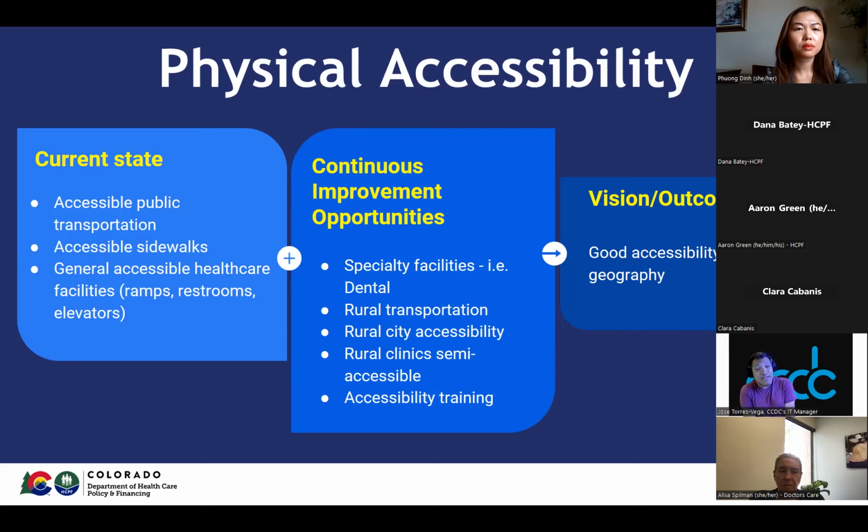So the vision or the outcome that we would like to see in the future is good accessibility regardless of geography and regardless of disability as well, even though we didn't write down that one, because different disabilities require different accessibility.